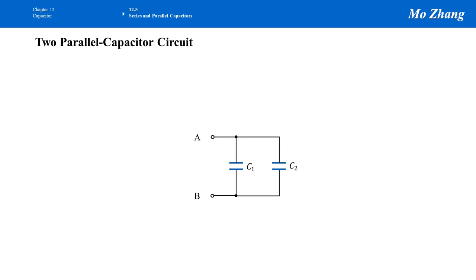When we connect capacitors in parallel, the total capacitance is just the sum of all the capacitors. So here, since we have only two capacitors, C1 and C2, the total capacitance, Ct, equals C1 plus C2.